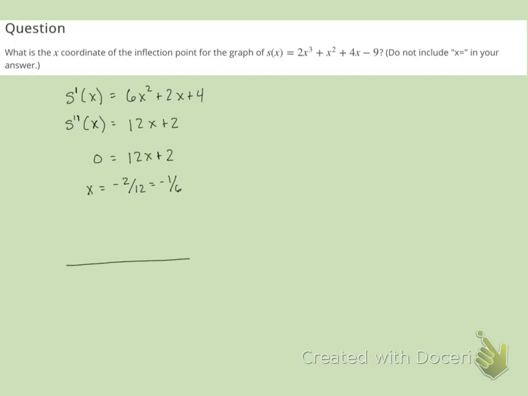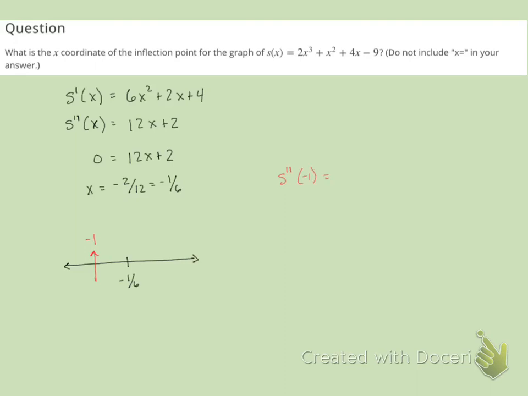We need to test whether or not there's a sign change as we move over negative 1/6. So we're going to pick a value that's smaller than negative 1/6. And so I am going to pick a nice integer like negative 1. And we're going to put that into the second derivative and see if we get a positive or negative value.